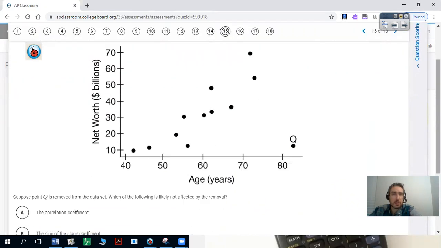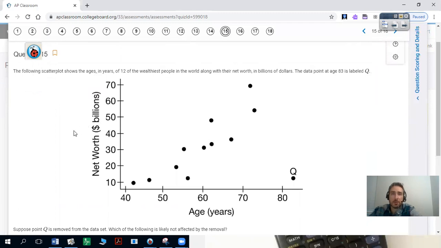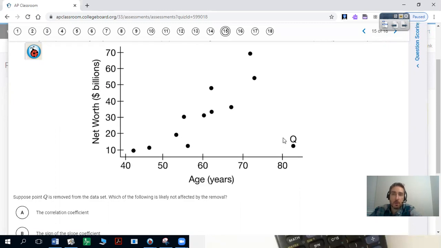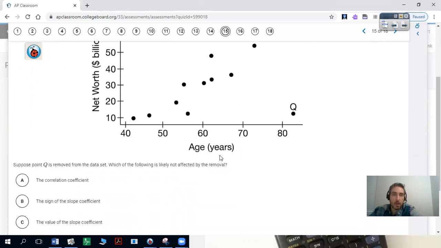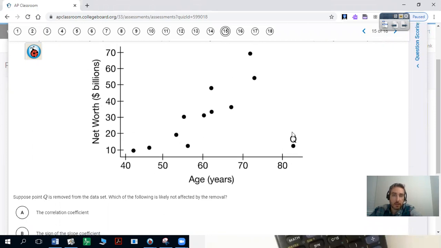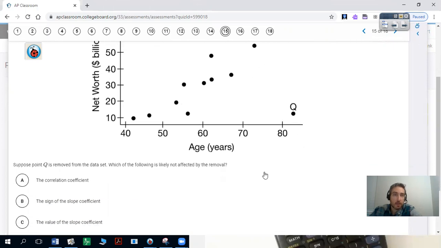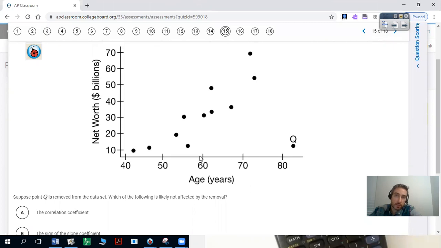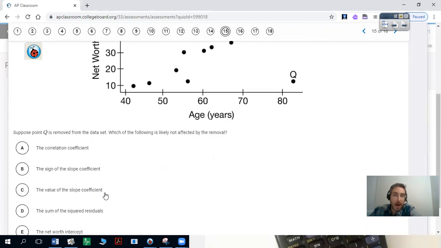The following scatter plot shows the ages in years of 12 of the wealthiest people in the world along with their net worth in billions of dollars. The data point at age 83 is labeled Q. All right, suppose Q is removed. Which of the following is likely not affected by the removal? Correlation coefficient would be affected because that's an outlier. So that's going to change the R value if I take that out. The sign of the slope of the coefficient. So I'd say that slope would be positive, and it would still be positive, but it would just be steeper, so that's not true. The value of the slope will change.